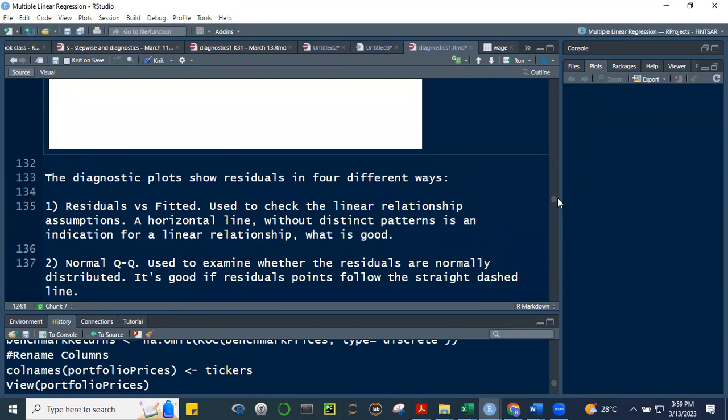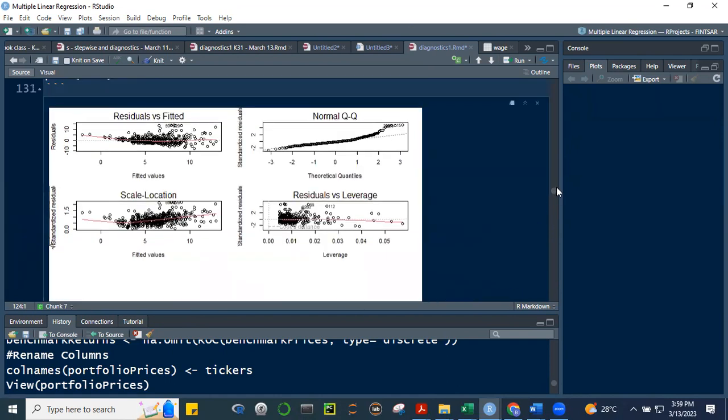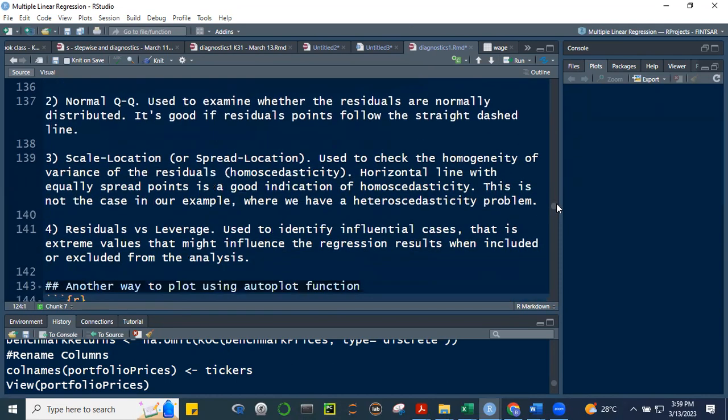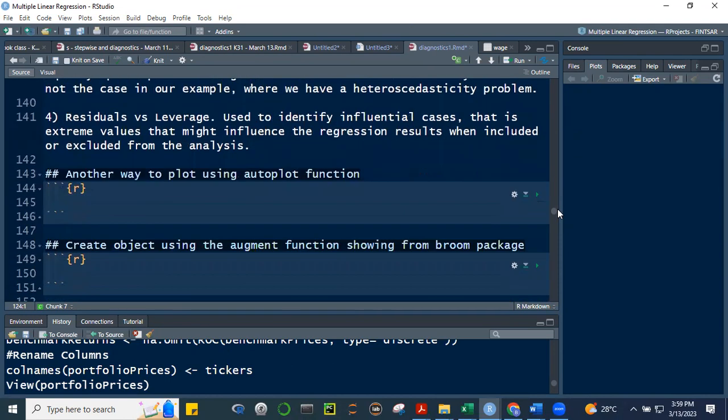All right, so I will leave you to go over this. Please read what the residuals versus fitted, the normal QQ plot, the scale location, and the residuals versus leverage are, and please take a look at what the Cook's distance does. And there are also other measures called DFFITS and DFBETAS. Also do some research on that.